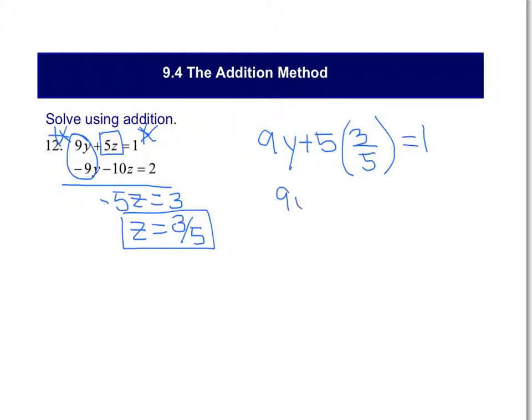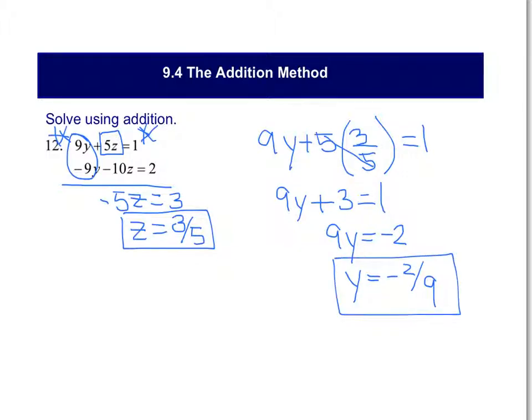So we get 9y, the 5's reduce out, plus 3 equals 1. Subtract 3, I get negative 2. So y equals negative 2/9. Voila, I have now solved the second system of equations. Now pause the video if you need to take an extra minute or two to copy it down.